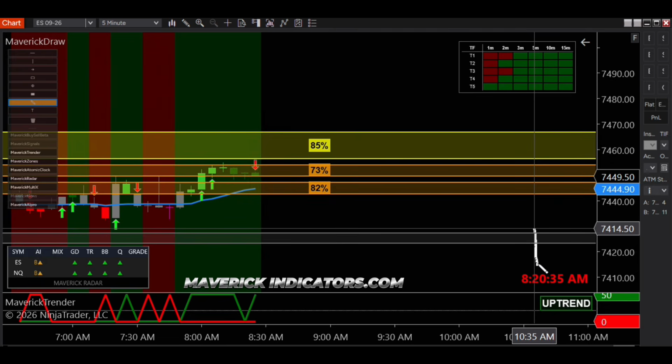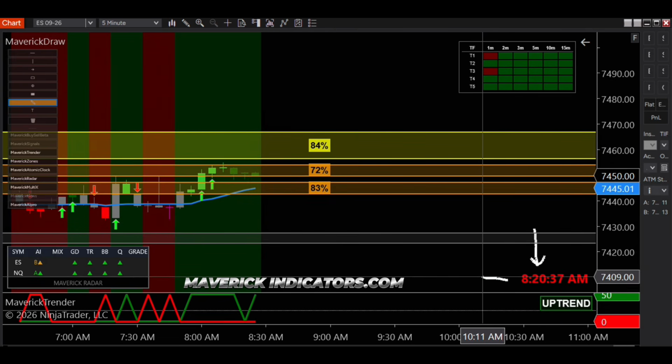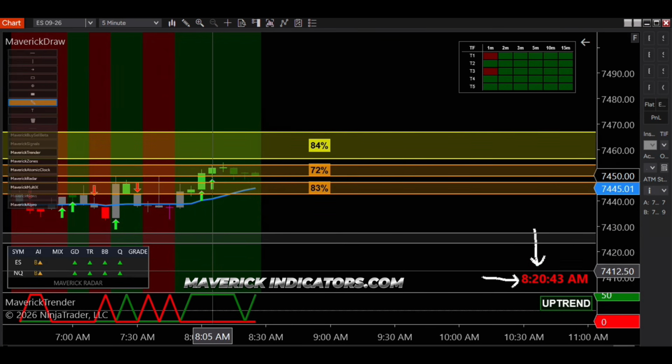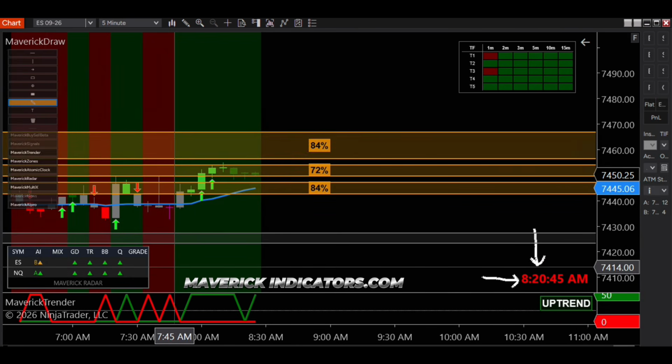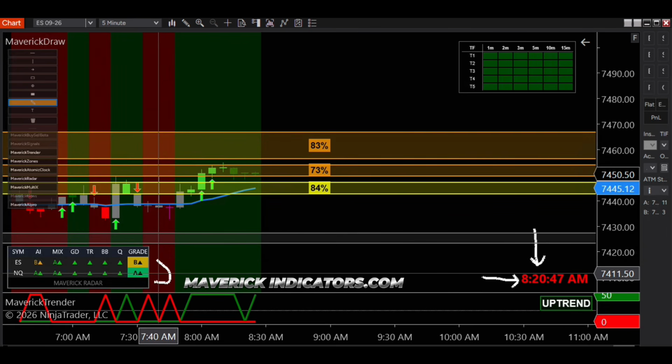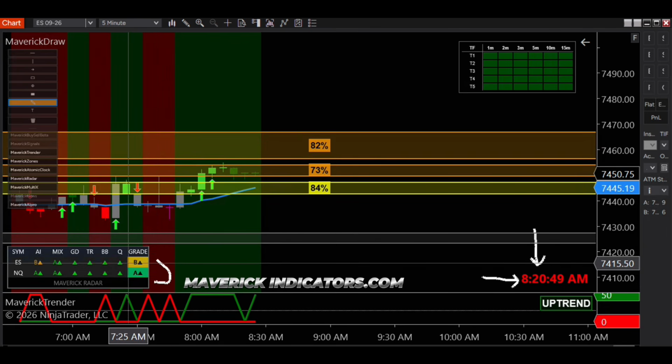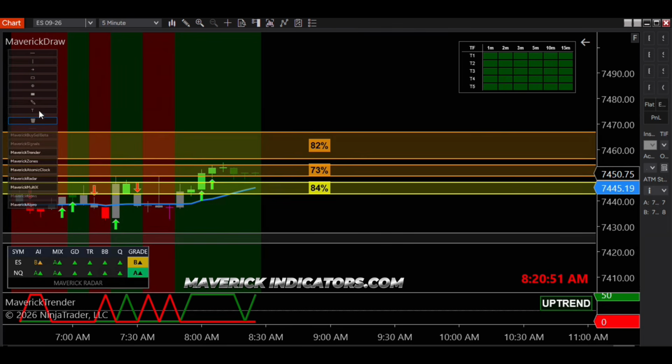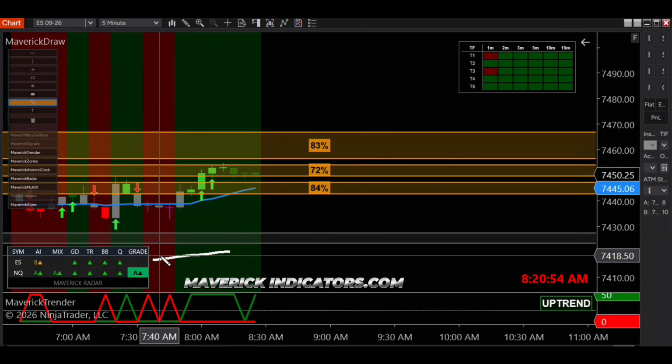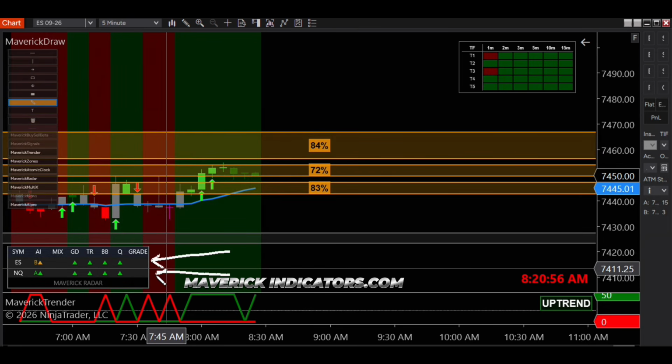8:20 a.m. Time is red, so that means we're in potential market manipulation time. So we're just going to sit on our hands real quick. And I got NQ and ES loaded here, so we're going to look for some confluence here. At least a B setup on both of these guys.